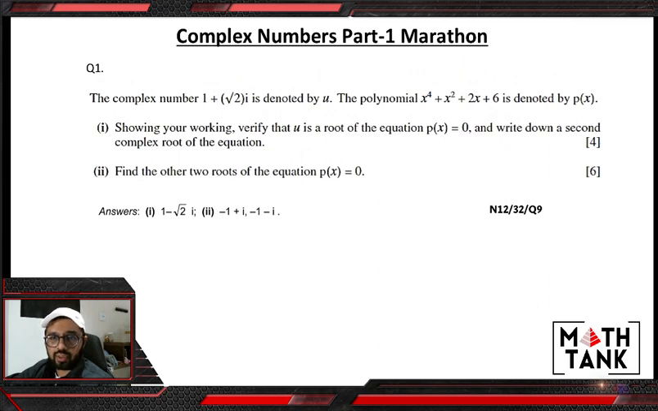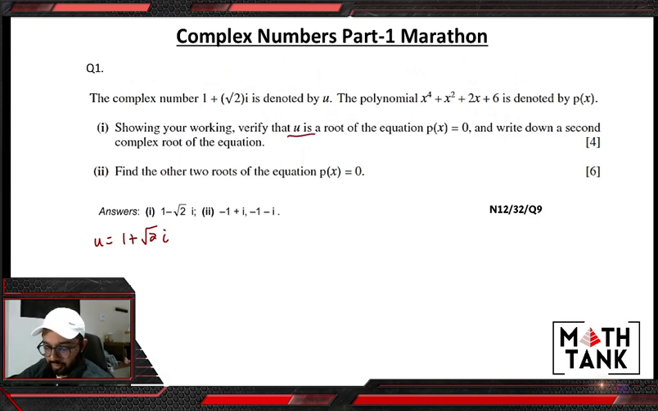It says the complex number 1 plus root 2i is denoted by u. So 1 plus root 2i. I'm going to use a calculator for a lot of calculations. I will tell you when I'm skipping over some calculations that you need to show on the exam, but I'm skipping over here just to get these done quickly. The polynomial x power 4 plus x squared plus 2x plus 6 is denoted by p of x. Showing your working clearly, verify that u is a root.